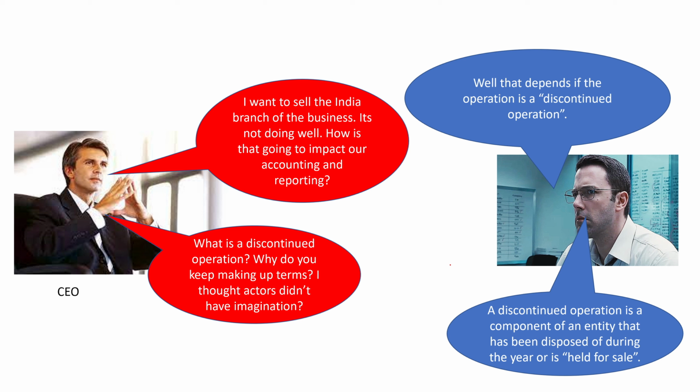I'm an accountant. He says, a discontinued operation is a component of an entity that has been disposed of during the year or is held for sale. Okay, so there are two. It's either been disposed of during the year, so we've already sold it, or there's an active plan to sell it. Okay, so we've assessed those three criteria I've discussed before.